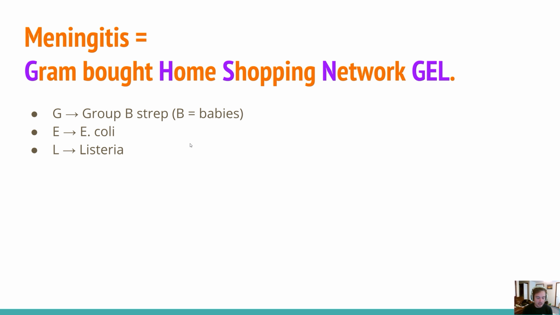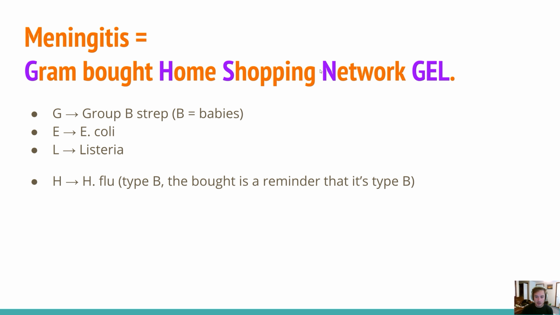But I really want you to know all of the bacteria that cause meningitis, the common causes, and the age groups that they fit in. So "Gram bought Home Shopping Network GEL." Starting off with the GEL, we have Group B strep, E. coli, and Listeria. Next, Home Shopping Network, that's the second part of this puzzle. The H is going to stand for H. flu, and the B I like to think of as reminding me that it's type B H. flu. The S is going to stand for Strep pneumoniae, and the N is going to stand for Neisseria meningitidis.